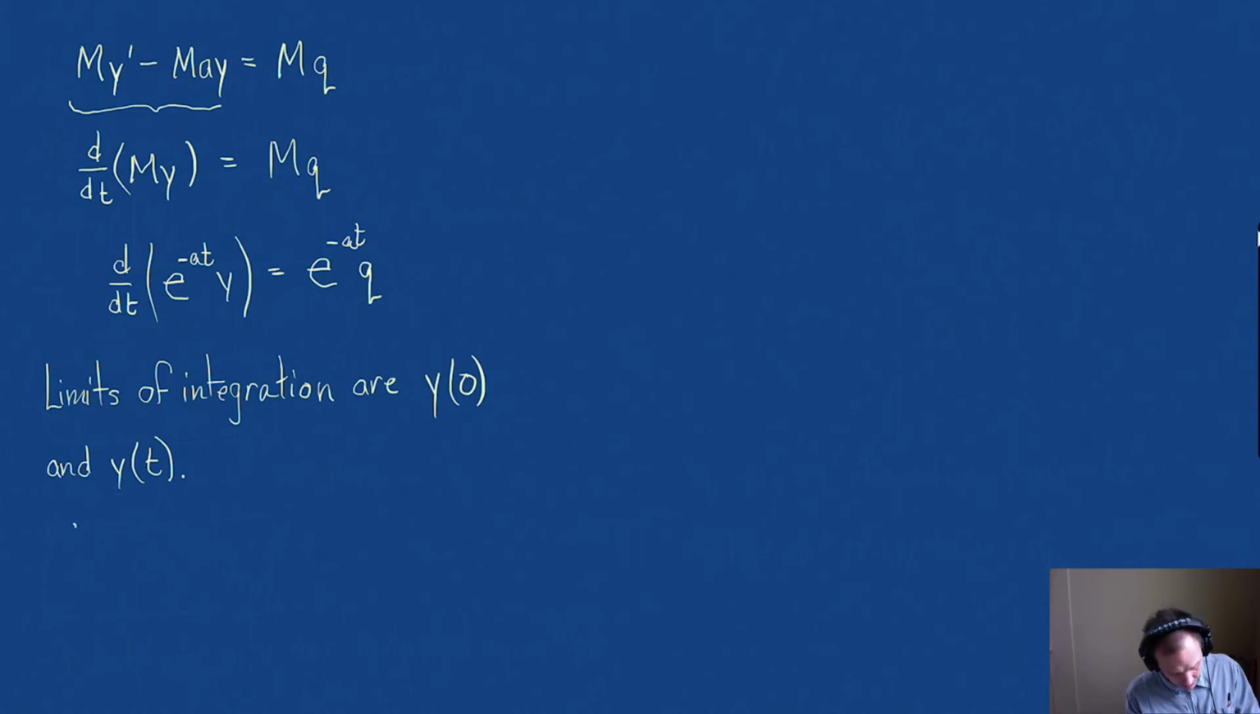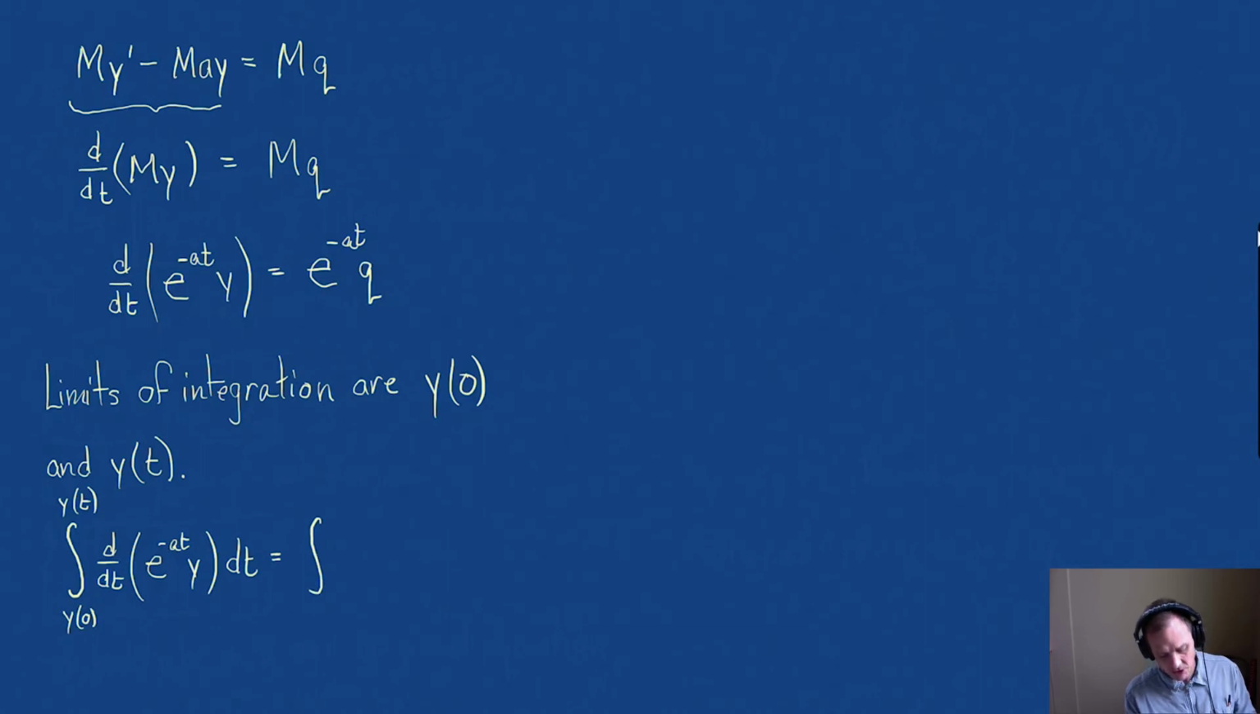Okay, so let's take the integral. Let's apply this to the function above. So I'm going to take the integral from y of 0 to y of t of the derivative with respect to t of e to the minus a t times y dt equals, now we're going to take the integral. In this case, we're just dealing with t's. There are no functions of y, so we'll just use the t part. So from 0 to t. And now instead of the t's, just for clarity, we're going to use s. So we're going to write this as e to the minus a s q of s ds.